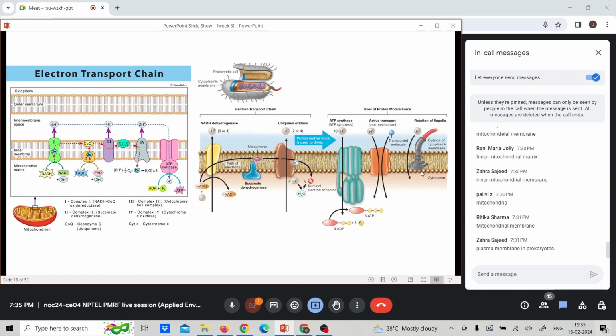And again, flagellar movement also is a rotor movement, like the rotary movement of this ATP synthase. Rotation of flagella is also a rotary movement. So in that, the proton motive force is used. This is just additional information since we learn microbiology.